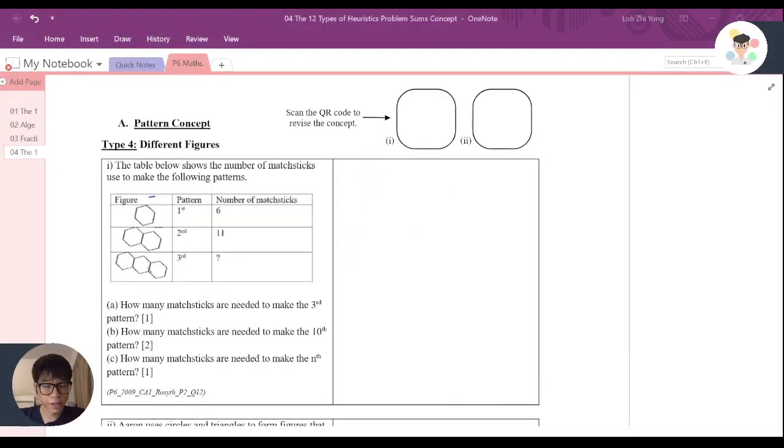Welcome back to Teacher Log class, and this is a discussion for booklet number 4, the 12 types of heuristic problem sum concept. And this is a pattern concept, type 4, different figure, question 1.